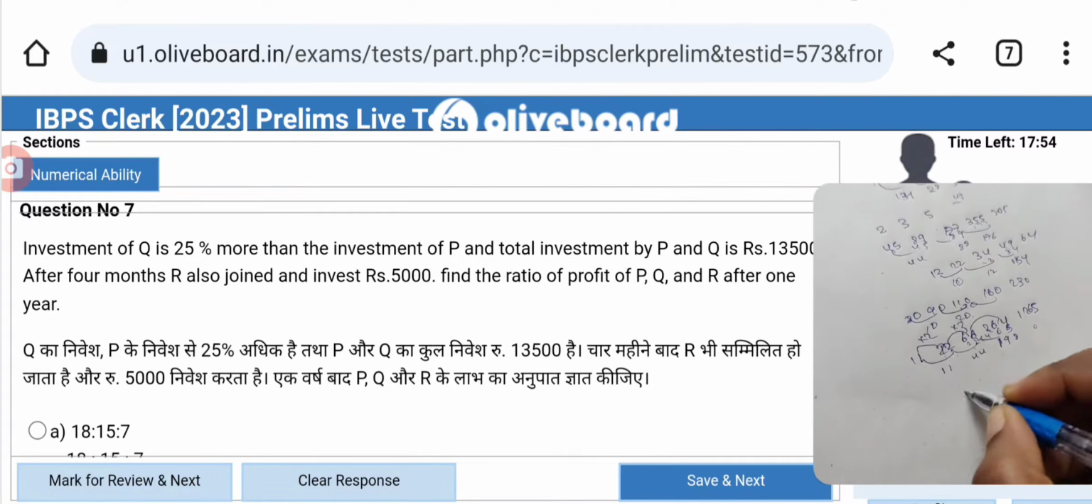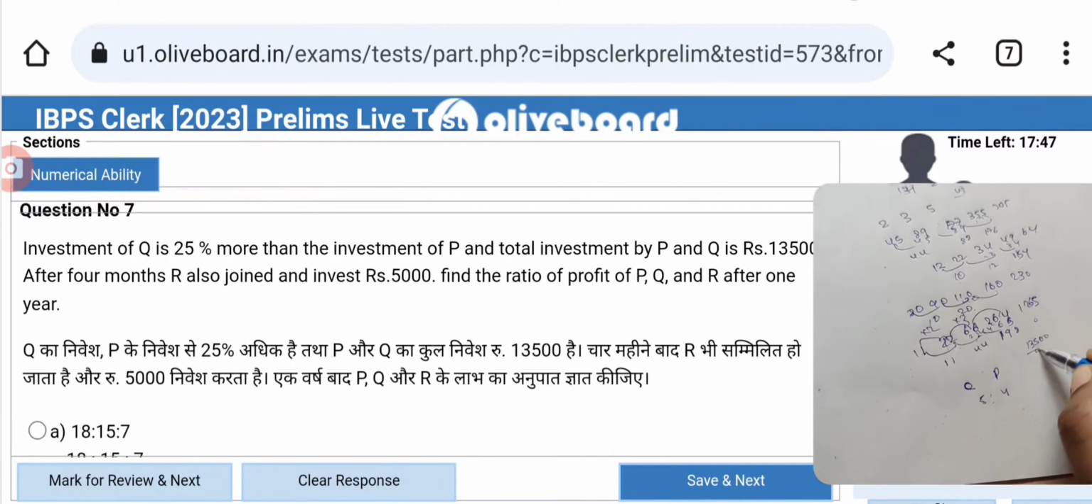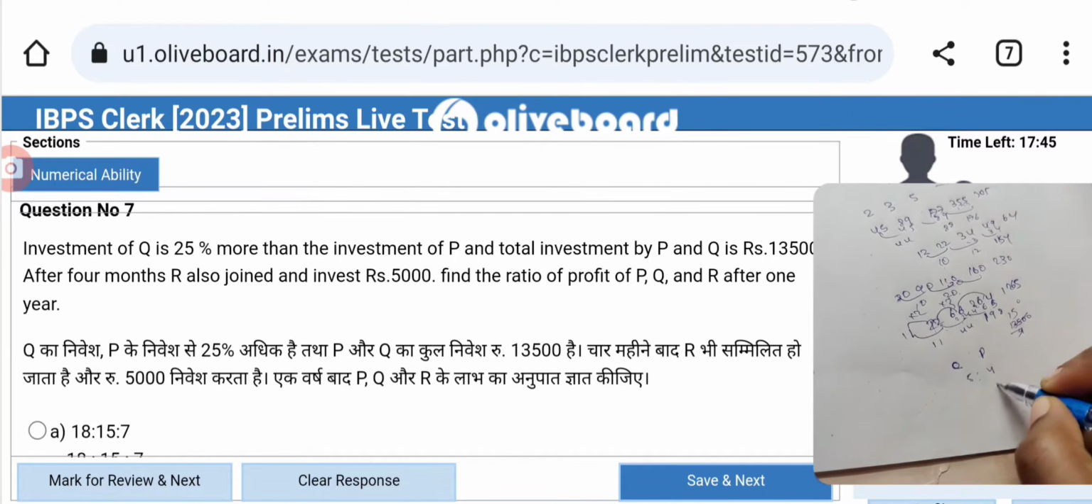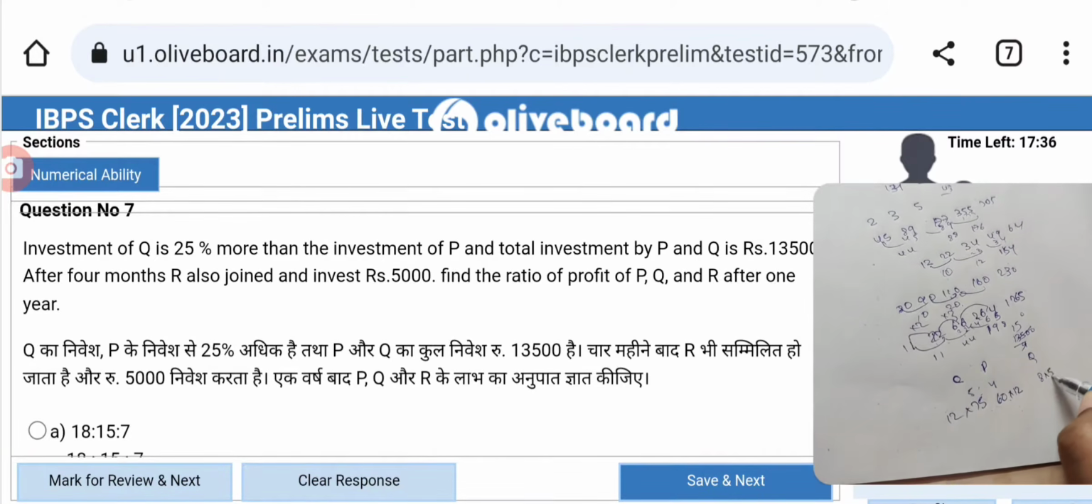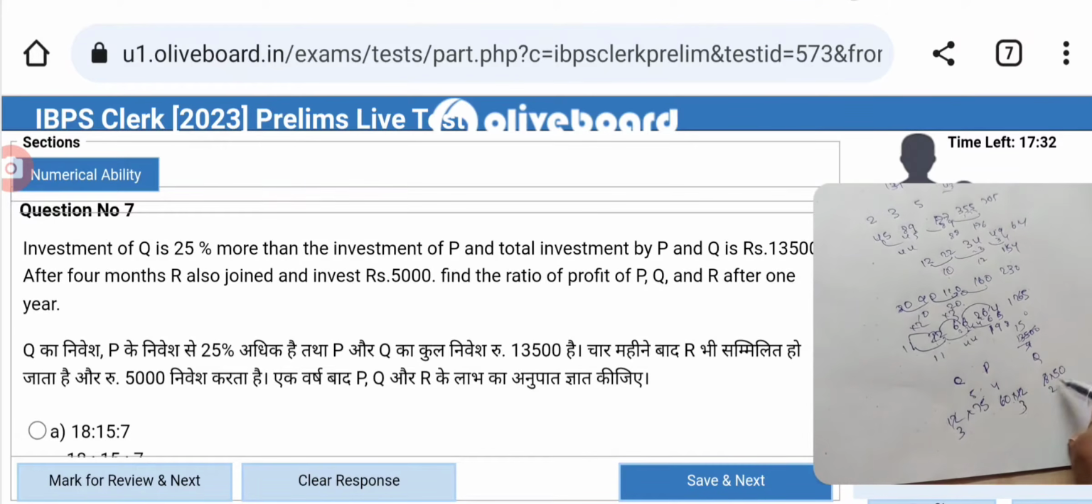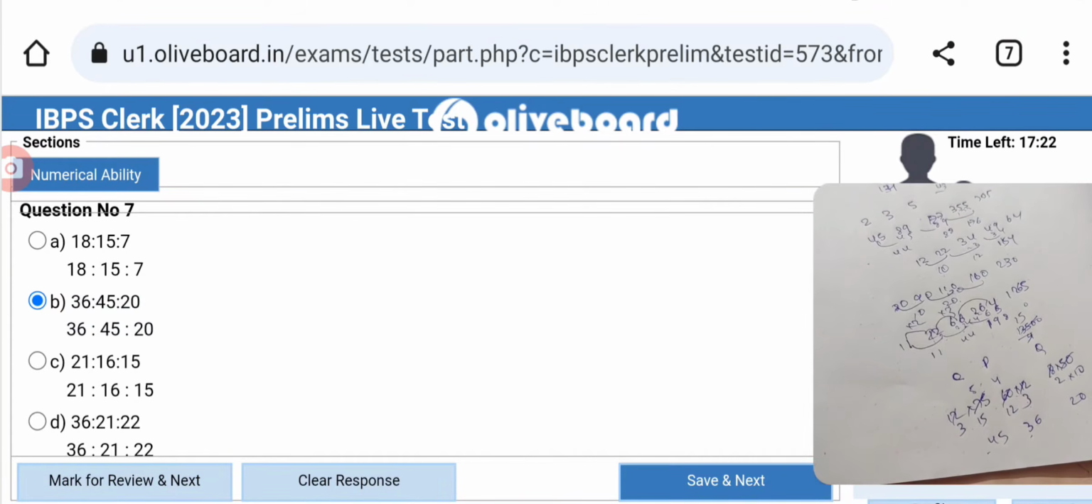So the investment of Q is 5% more than P, 5:4. So the overall investment 9 is, so 9 means 1, 5. So 60, 75. And Q, these are 12 months, 1 year, and after 4 months later, that is 8, 5K. So 2 fours, 3 fours, 3. Into 10, into 12, into 15, 45, 36, 20. 36, 45, 20. Option B.